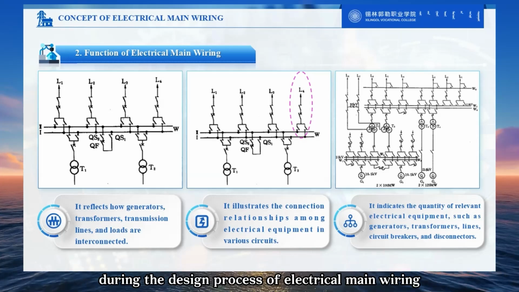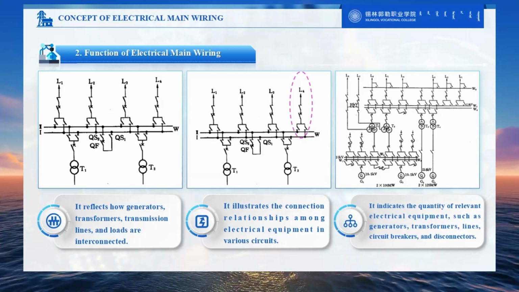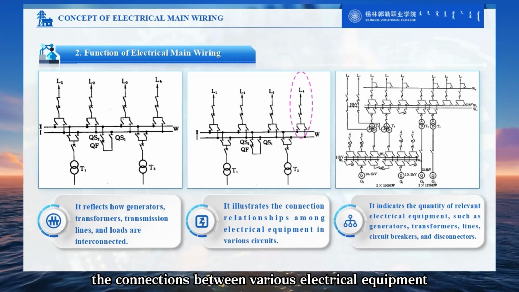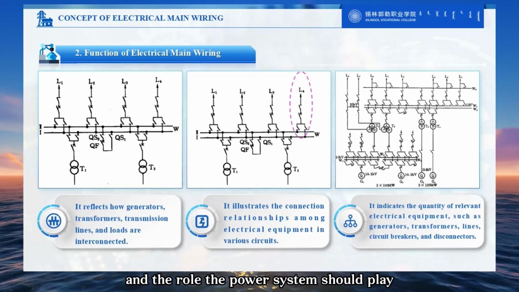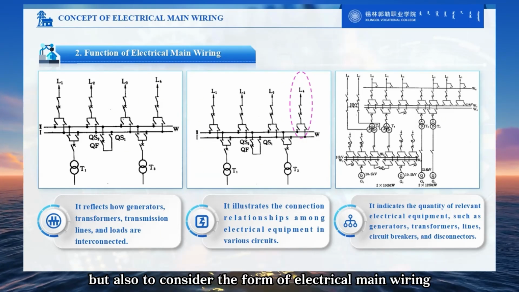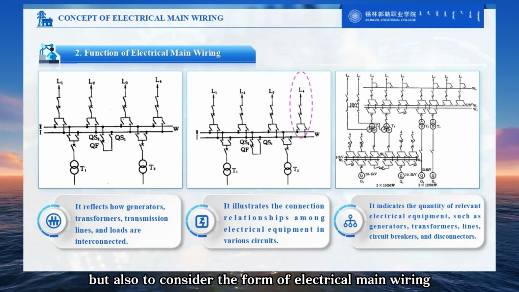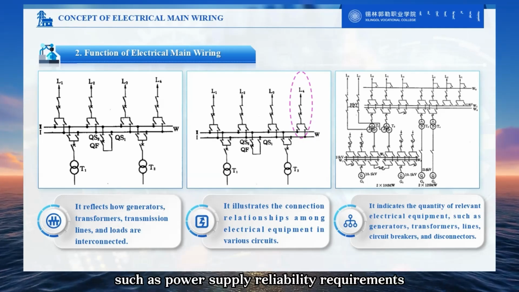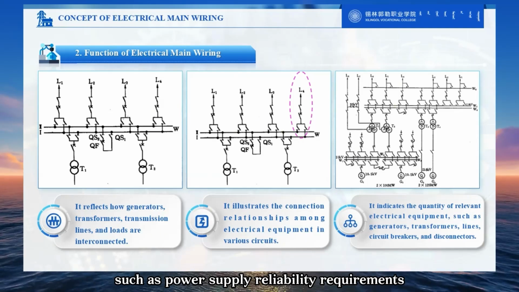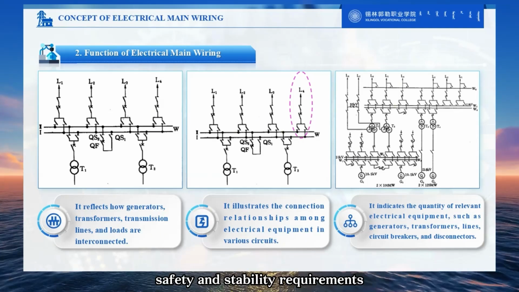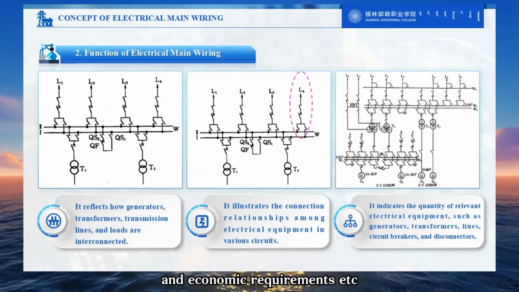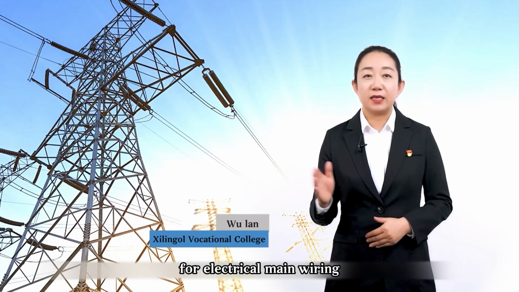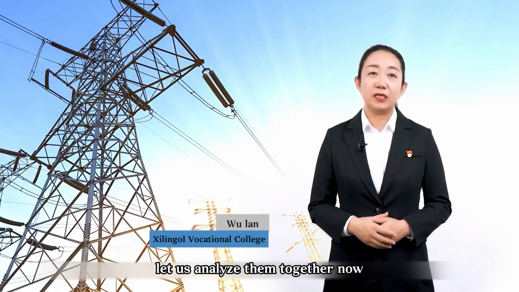During the design process of electrical main wiring, it is not only necessary to simply consider the connections between various electrical equipment and the role the power system should play, but also to consider the form of electrical main wiring based on the actual working requirements of the power system, such as power supply reliability requirements, safety and stability requirements, and economic requirements, etc. What are the basic requirements for electrical main wiring? Let us analyze them together now.